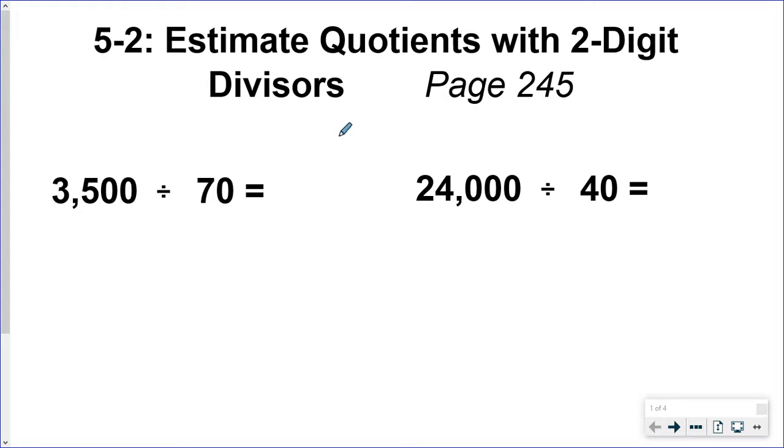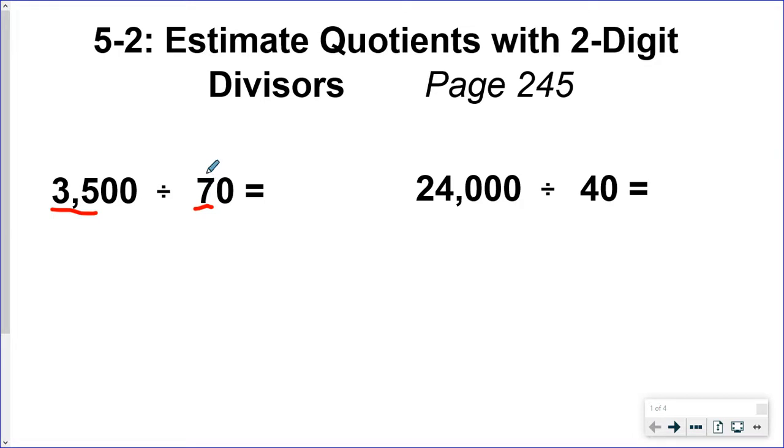Now, if you remember from yesterday's lesson, we were taking a look at being able to divide numbers that are units of 10. For example, you have this problem here: 3,500 divided by 70. The one thing we wanted to do was just ignore the zeros for a moment and look at the division problem. If you ignore the zeros, you have 35 divided by 7.